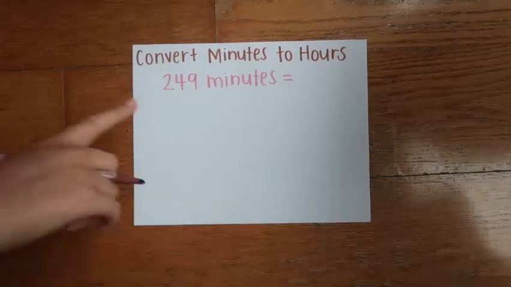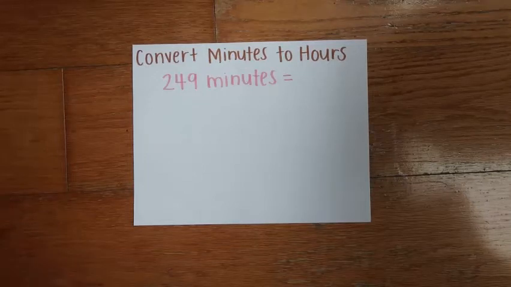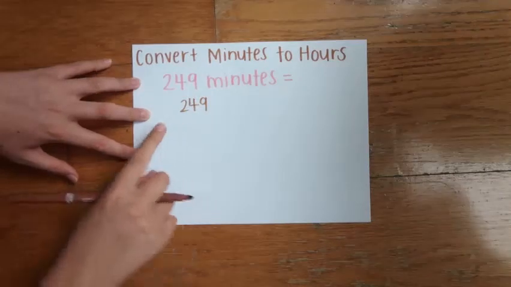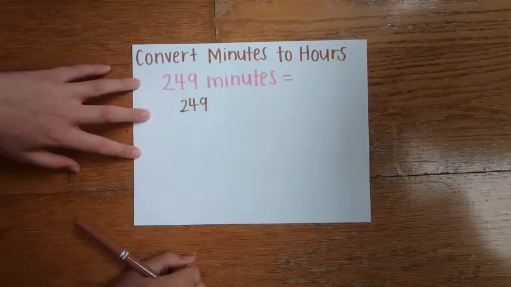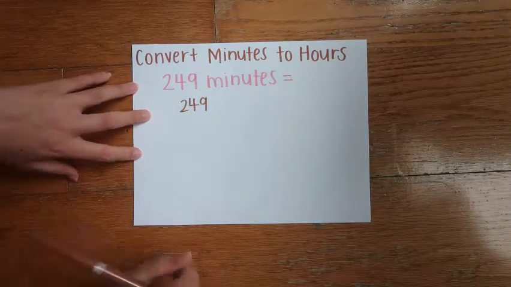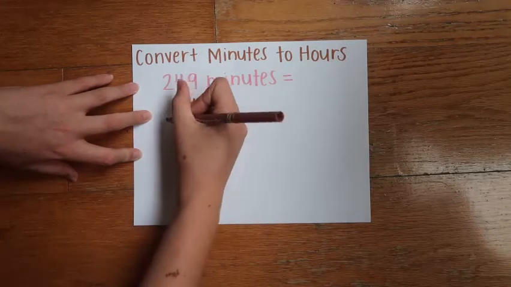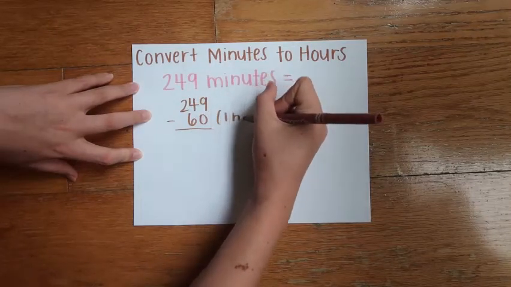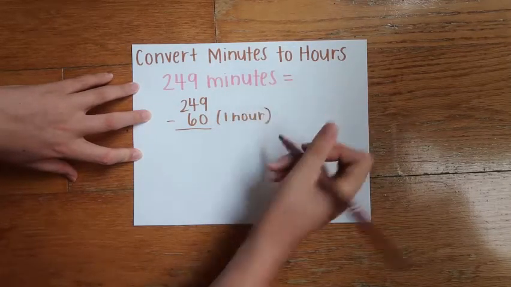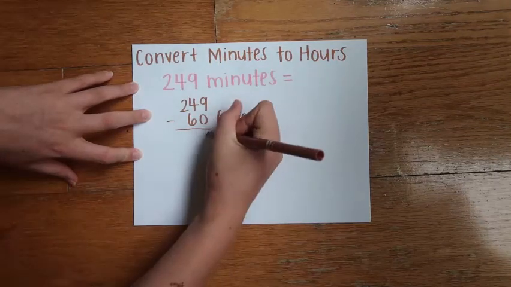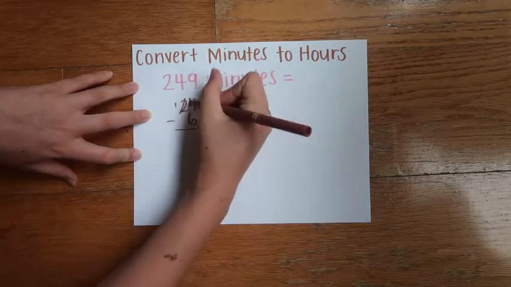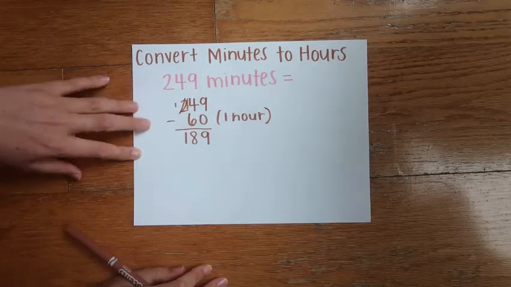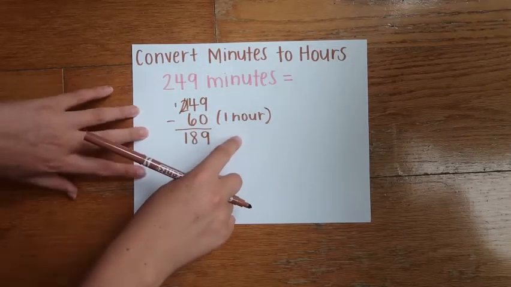My next one is going to be 249 minutes. I'm going to set it up the same way, where I'm going to take those 249 minutes here, and I'm going to slowly take away hours as I go. And there's 60 minutes in an hour, so if I have 249 minutes, I can for sure fit 1 hour in there. So I'm going to take away 1 hour. And I just write that off to the side. Once I do that, I'm going to get 189 minutes. Okay, now I can still fit another hour in here.